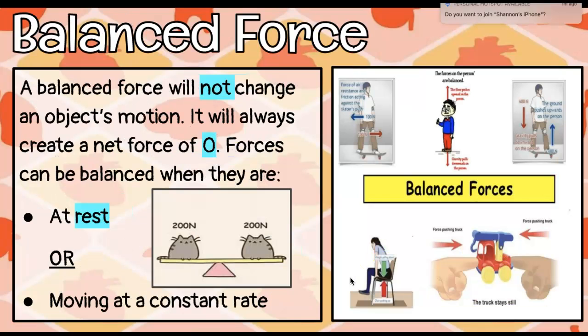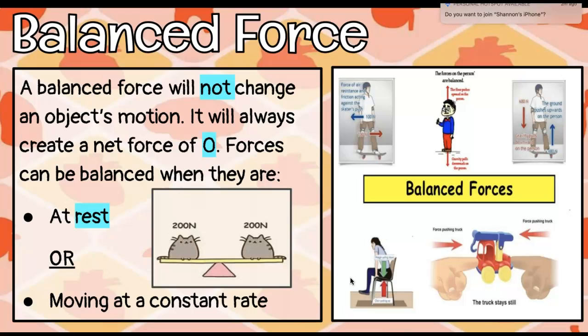Now, our forces can either be balanced or unbalanced. If we have a balanced force, that means that the object's motion will not change. If it's going at a constant speed, it's going to keep going at a constant speed. The forces acting on it will not affect its motion. If it's stopped, it's going to stay stopped, okay? If you have a balanced force, your net force will always be 0, and we're going to teach you guys how to calculate net force.